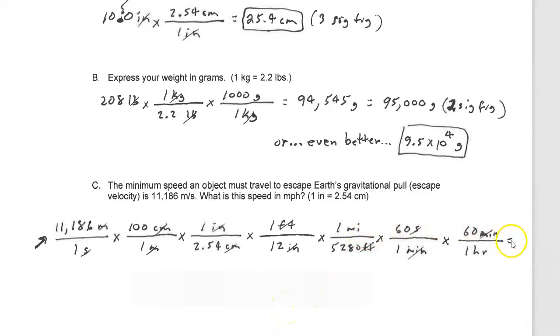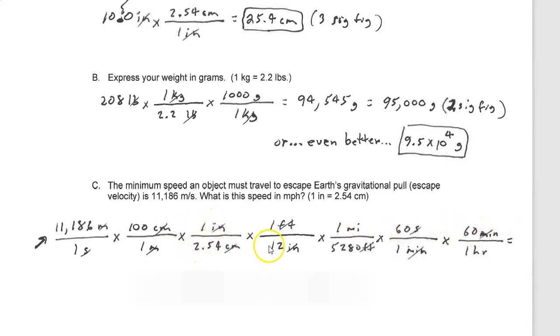So now I can quit drawing factors. And now it's time to do some math. There's two ways you can do this. Either way will work. You can say 11,000 times 11,186 times 100 times 1 times 1 times 1 times 60 times 60. Write that down.